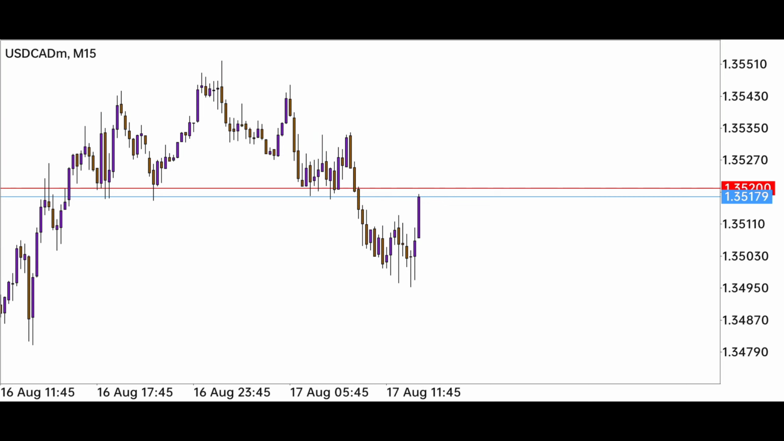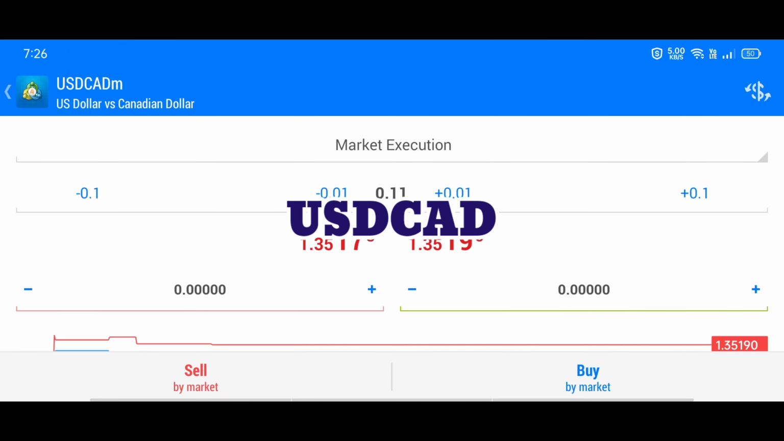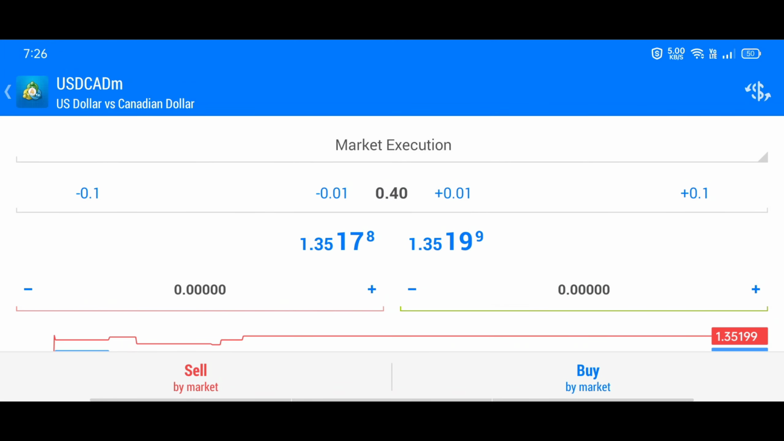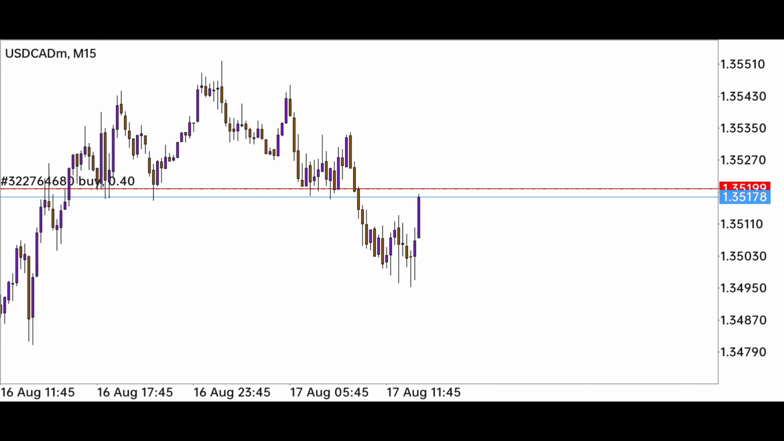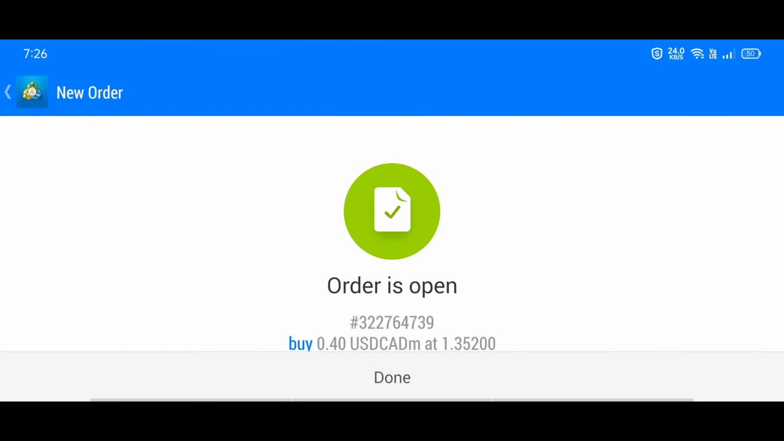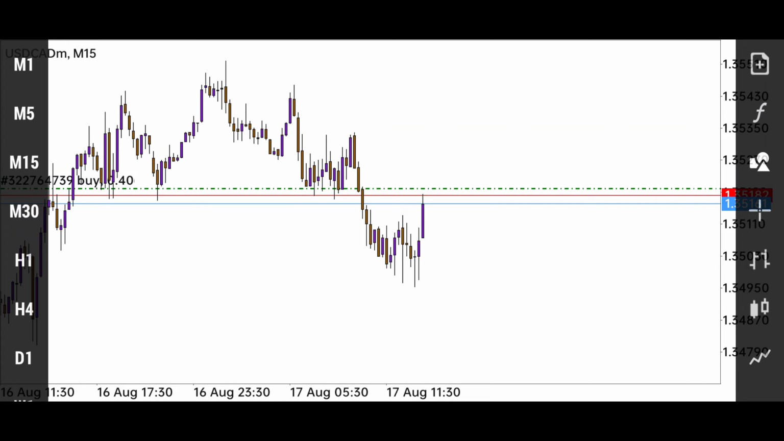Today we will do a buying trade in US dollar versus Canadian dollar, in which all the process will be well explained step by step. In this pair we will try to generate good profit. Here I am applying the trade according to my risk.